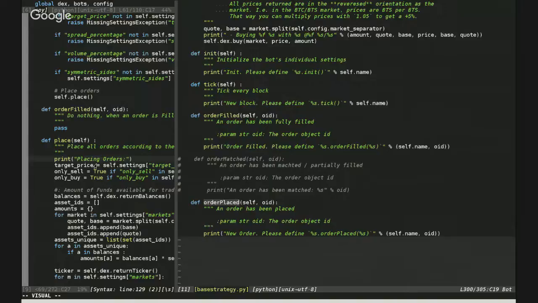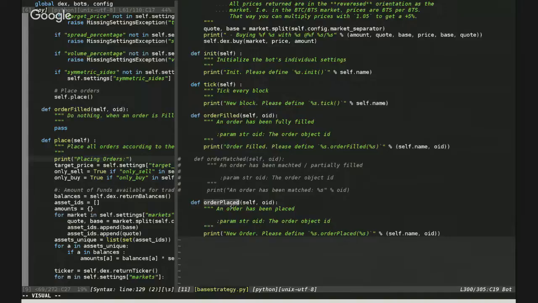And then you can compare. Has an order vanished? Then it's been either filled or cancelled or anything. Or is there a new order? Then you have a new order placed. And this is how you distinguish what actually happens when you run a bot.